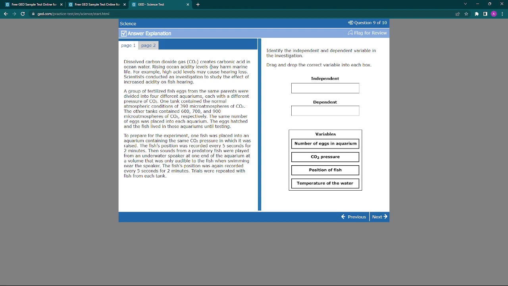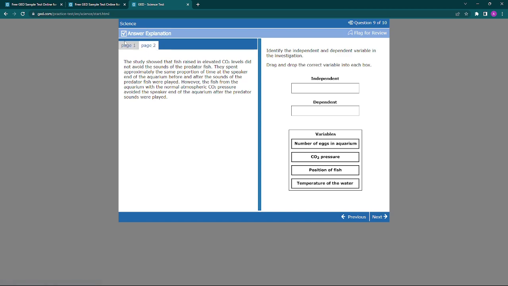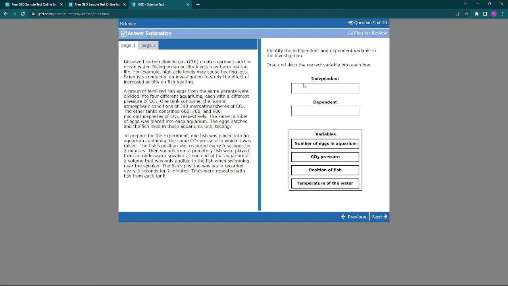So, anyways, dissolved carbon dioxide gas, CO2, creates carbonic acid in ocean water. Rising ocean acidity. Wait, is this the same exact thing? Again. Then page 2. Right, so identify the independent and dependent variable in the investigation. So independent, no, we had number of eggs in that. Let's see. CO2 pressure was the dependent. Wait. Sorry, hold on. Now we gotta think about this. So the independent and dependent variable in the investigation.